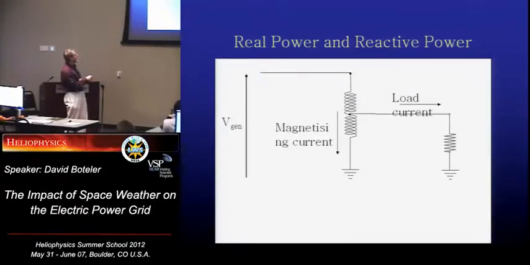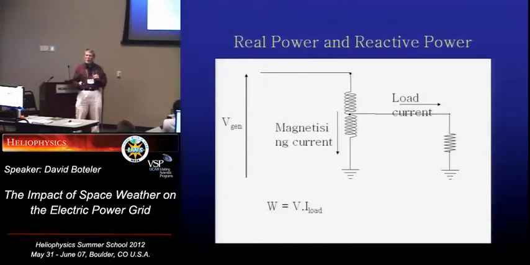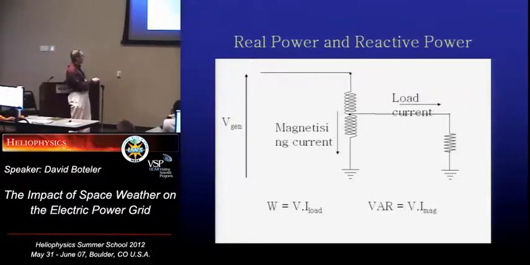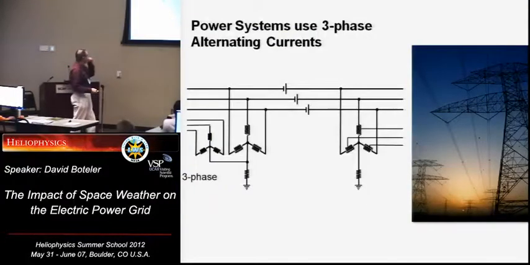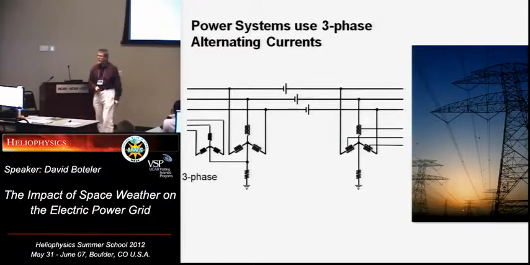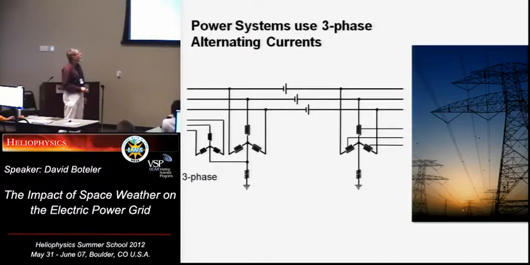But the key thing with this is that it is an inductive load, so the current here is out of phase with the voltage. And so the power that's used is referred to as reactive power. That's where you've got the voltage and the current out of phase. Your normal thing for real power is the voltage times the load current, and then the reactive power, this is volts times amps, and R for reactive is where that VAR term comes from, is the voltage times the magnetizing current.